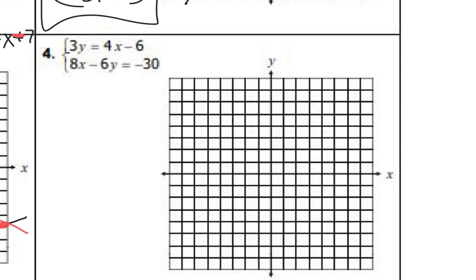All right, this one we're going to divide by 3. So y equals 4 divided by 3x, and then -6 divided by 3 is -2. So -2 is the y-intercept, up 4 to the right 3, up 4 to the right 3, or go down 4 to the left 3.